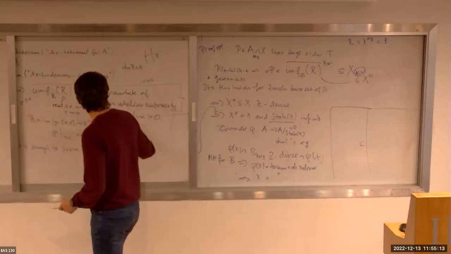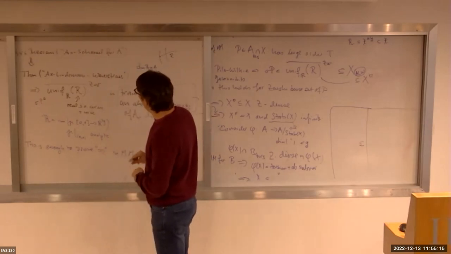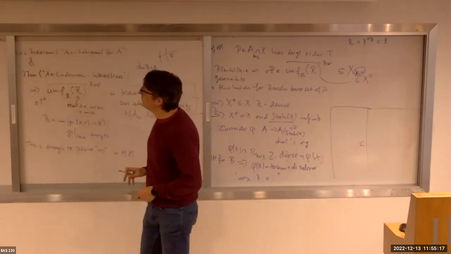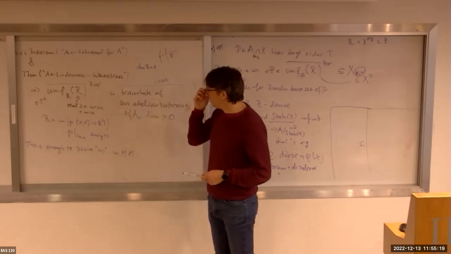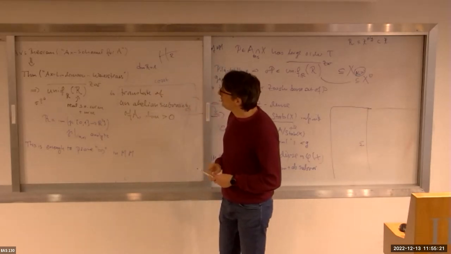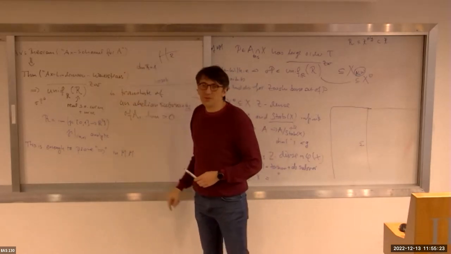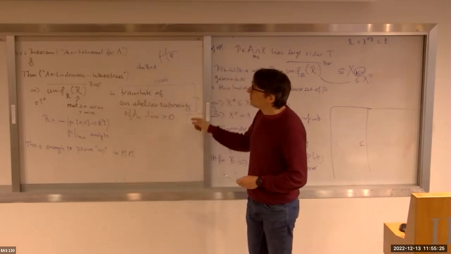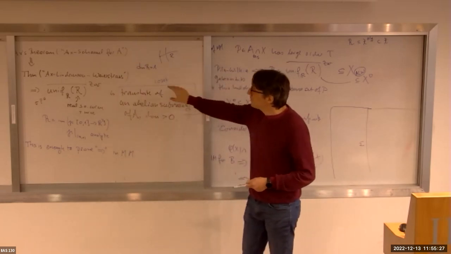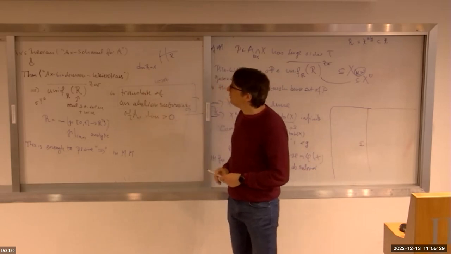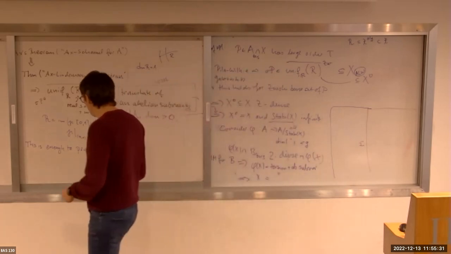That's this one here, the Ax-Lindemann-Weierstrass theorem. So I said that these are the earliest references on this theorem, using Ax's theorem from the 70s. In fact, there is a new proof of this theorem using the Pila-Wilkie counting theorem. So, a new proof.